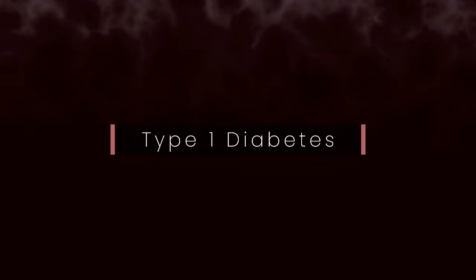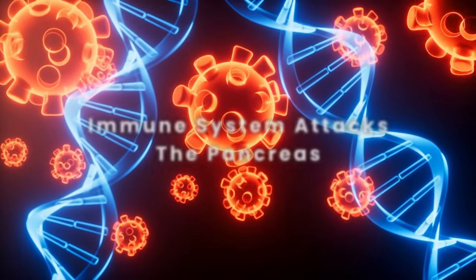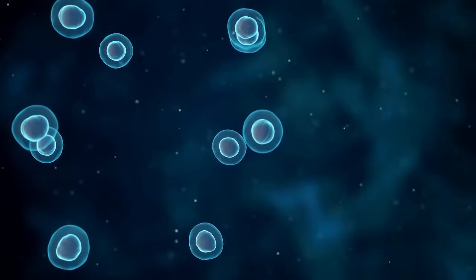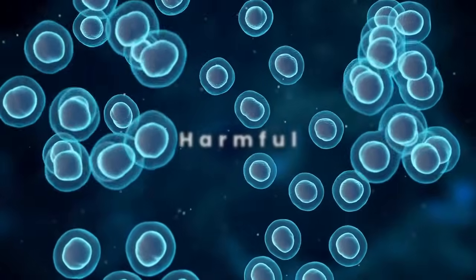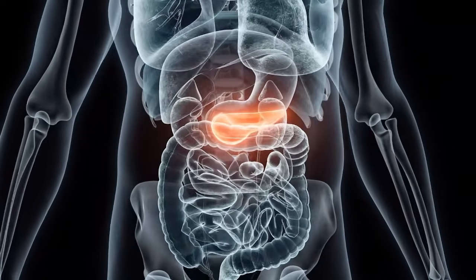Type 1 diabetes. Type 1 diabetes usually happens when the immune system attacks the pancreas by mistake. The immune system is supposed to fight germs, but in this case, it thinks the insulin-making cells of the pancreas are harmful and destroys them. Because of this attack, the pancreas cannot make insulin anymore.